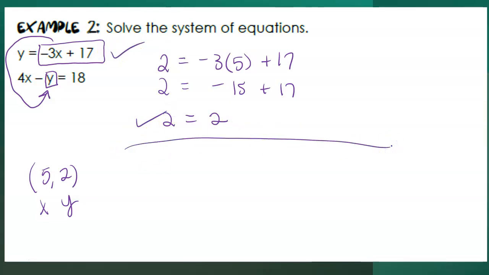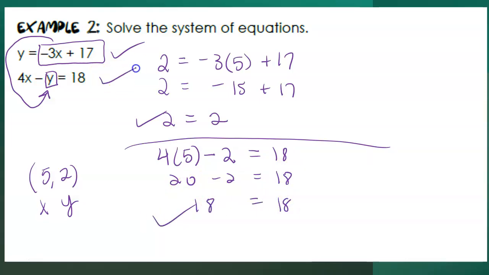Then I can try the second equation. 4x minus y equals 18. 20 minus 2 equals 18. 20 minus 2 is 18. 18 equals 18. So I know that this is my correct answer. Okay, so again, if you want to self-check to know you're correct, just plug back in. If you're using a calculator, if you have one of the TI-84 calculators, make sure you use parentheses when you're plugging your numbers in, like the 5, just like I wrote it. Same thing if you're using the free Desmos calculator.